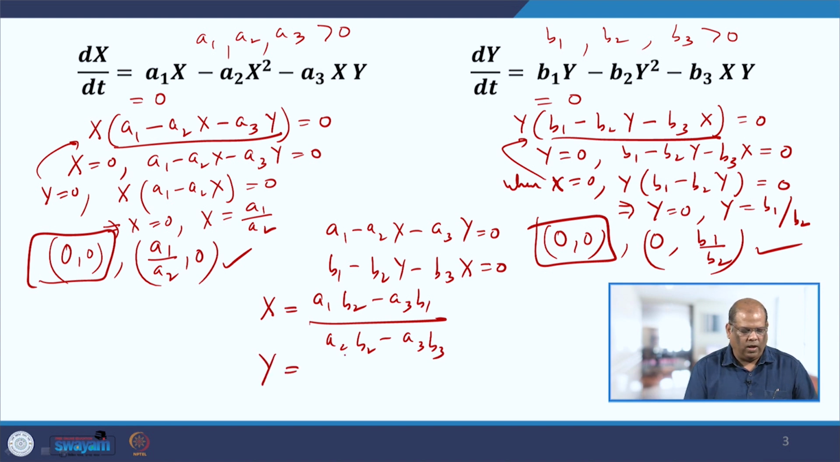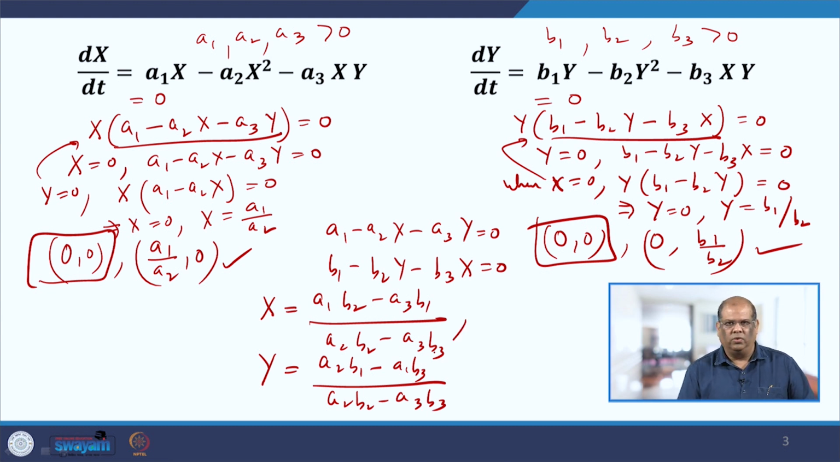Similarly, y will be equal to a2 b1 minus a1 b3 minus a2 b2 minus a3 b3. To find this solution, I leave this to you. It's quite simple. You just have to solve this simultaneous equation. So, we have 4 equilibrium points. One is 0, 0, one is a1 by a2, 0, one is 0, b1 by b2, and the other is some x star, y star, where x star is given by this and y star is given by this.